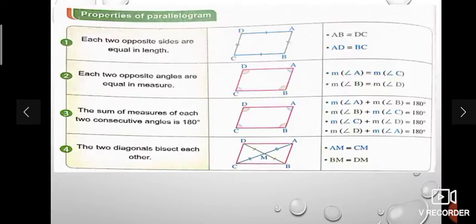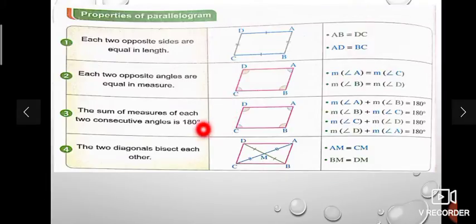The properties of parallelogram. Number one, each two opposite sides are equal in length: AD equal BC and AB equal DC. Number two, each two opposite angles are equal in measure: angle A equal angle C, angle D equal angle B.